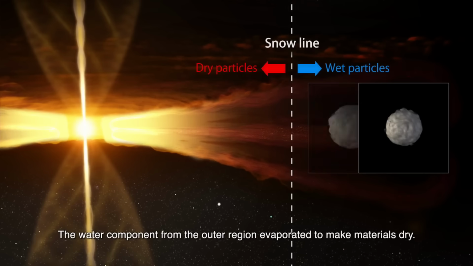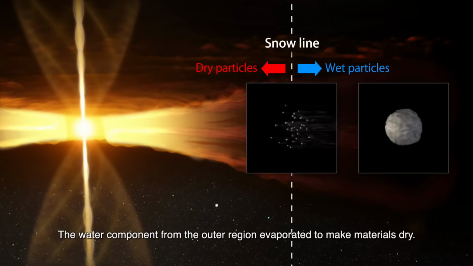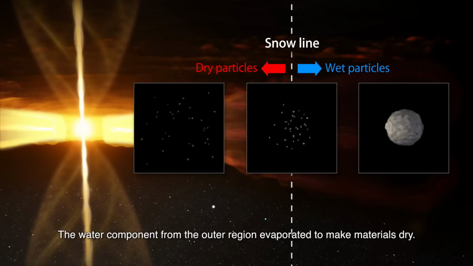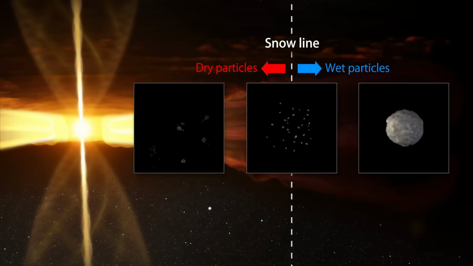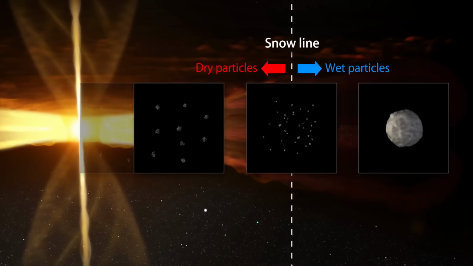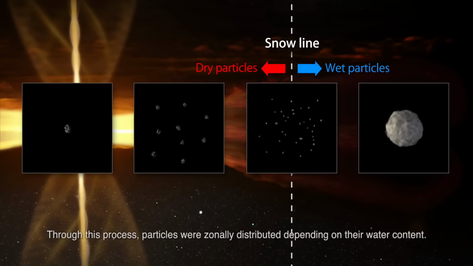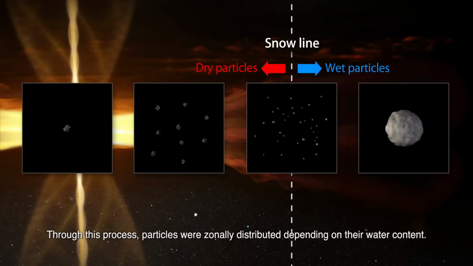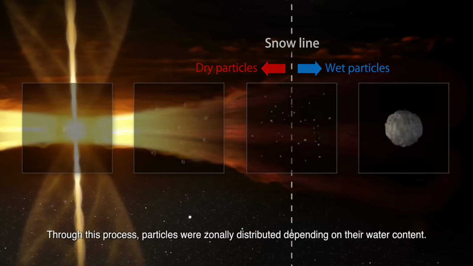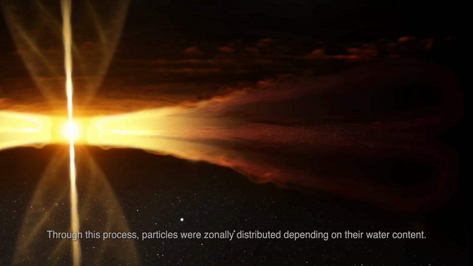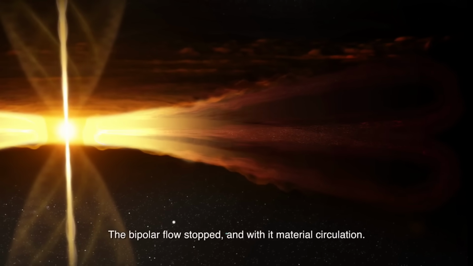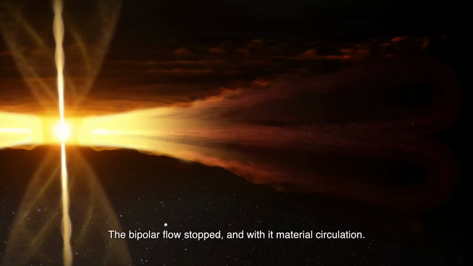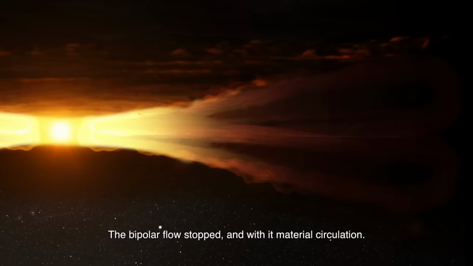The water component from the outer region evaporated to make materials dry. Through this process, particles were zonally distributed, depending on their water content. The bipolar flow stopped, and with it, material circulation.